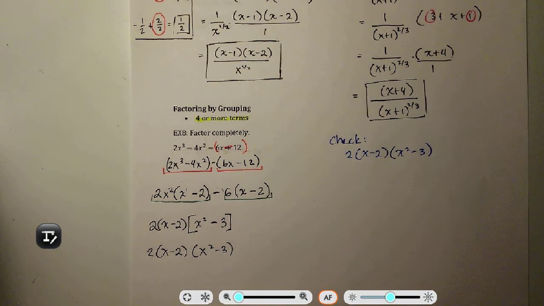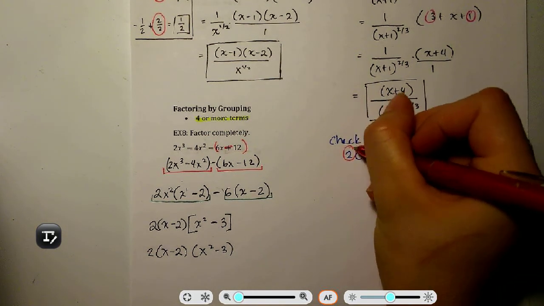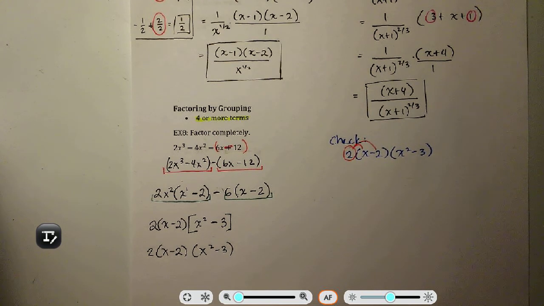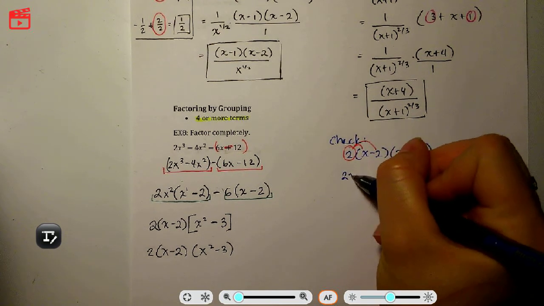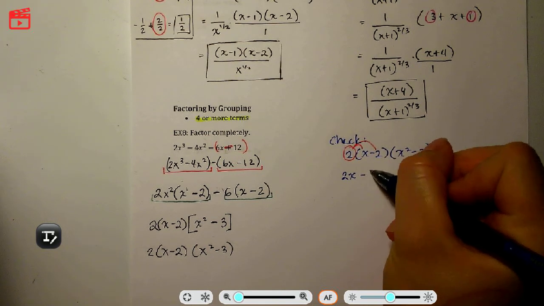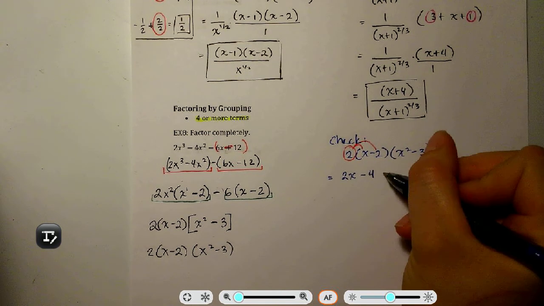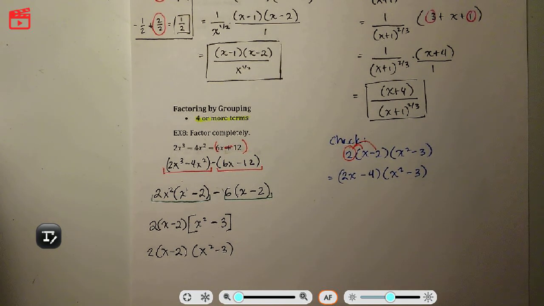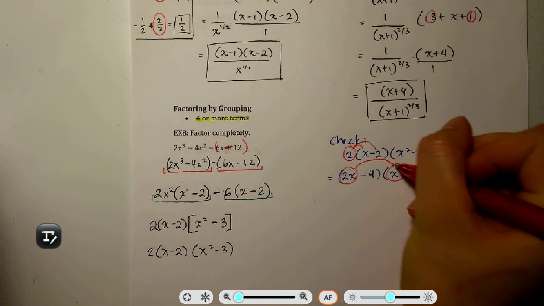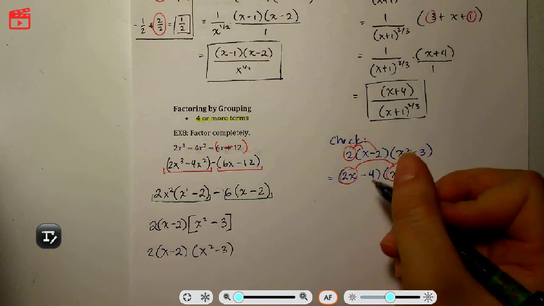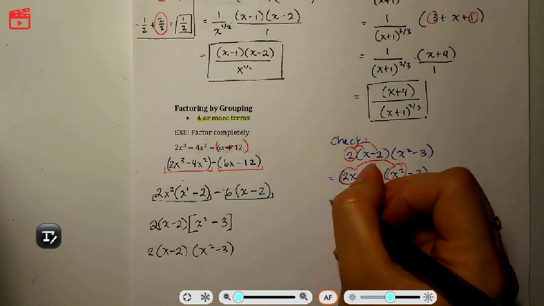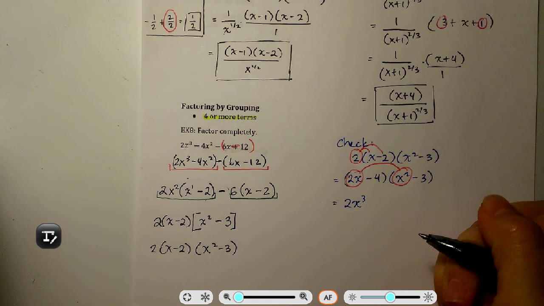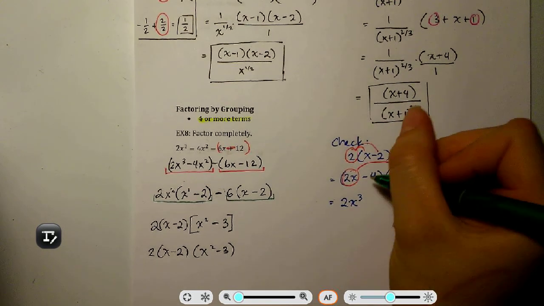So multiplying this out, I'll distribute the 2 in. And I'm going to get, well, 2 times x is 2x. And then 2 times negative 2, negative 4. And then let's bring down the x squared minus 3. These are two binomials, so we're going to use FOIL. So let's do the first two together. So 2x times x squared is going to give me 2x to the third power. So that was first.